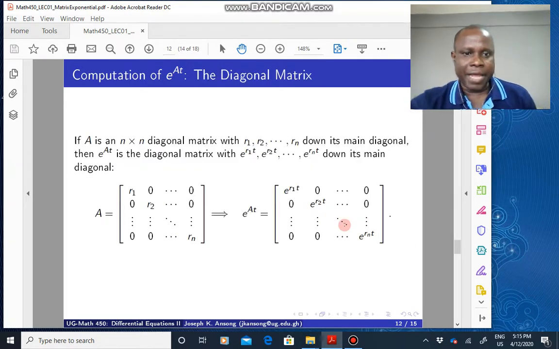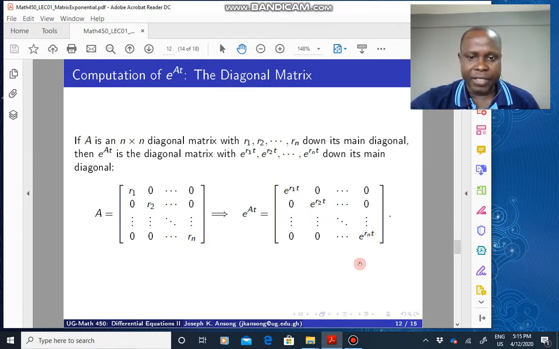Okay, so for the diagonal matrix, if I have a matrix A which is diagonal with r1, r2 up to rn along the main diagonal, then to compute the matrix exponential, all I do is multiply each of these elements by t, and then take e raised to the power of all these diagonal elements multiplied by t. So you get that. So that is relatively easier. Okay, much easier to compute.